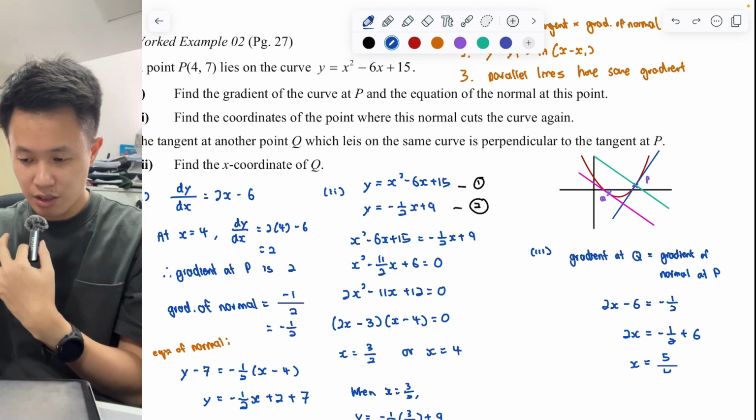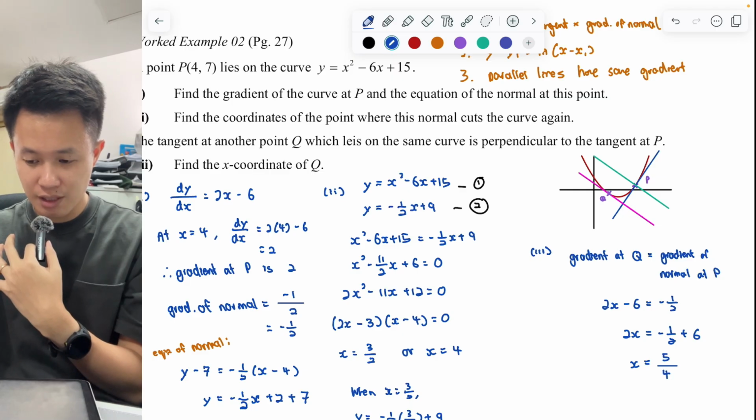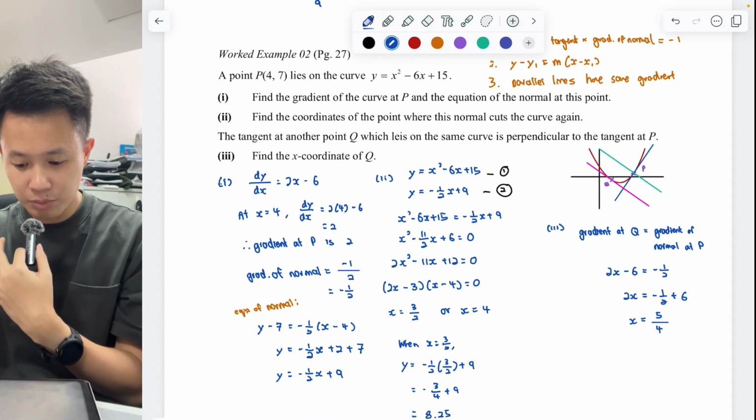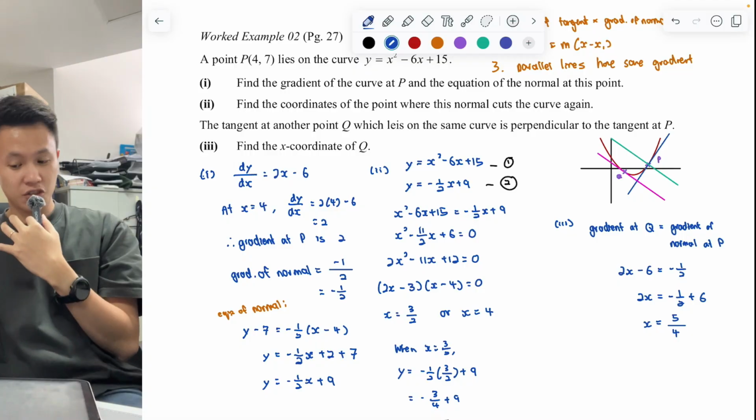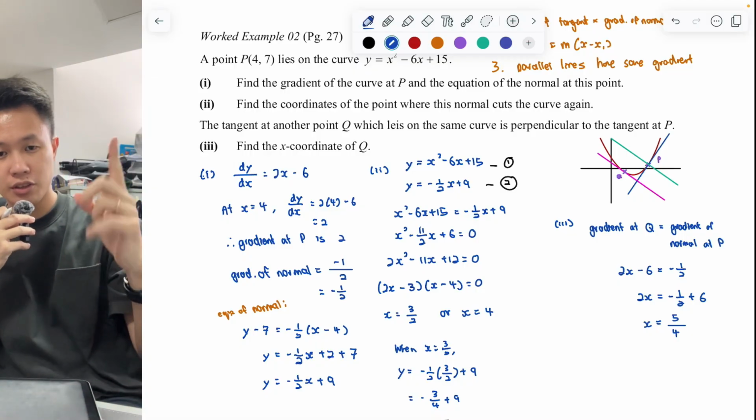Okay? And so that's actually what we do to make sense of coordinate geometry using differentiation. Okay? So that's all for this part.